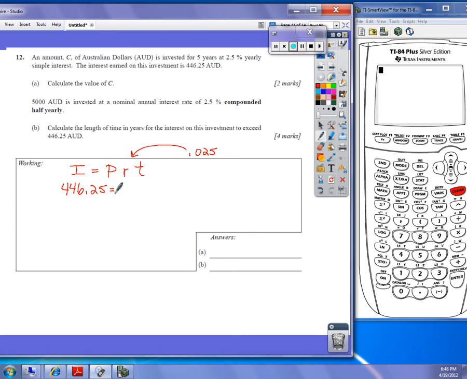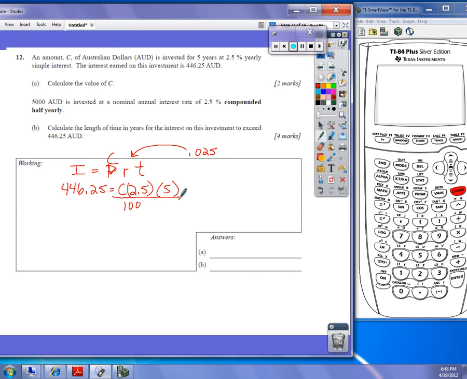446.25 is equal to capital, we're going to call that C. C and P are interchangeable here. Let me make that a C so it matches the formula. C times 2.5, and they divide the whole thing by 100. That's where the 0.025 comes from. And we're investing for 5 years.